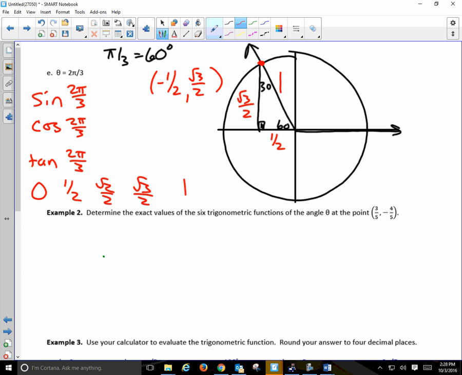What's the sine of 2 pi over 3 going to be? Square root of 3 over 2. What's the cosine going to be? And the tangent? You have to take square root of 3 over 2 and divide it by negative 1/2. Instead of dividing by negative 1/2, multiply by the reciprocal. See the 2's cancel, you end up with negative root of 3.